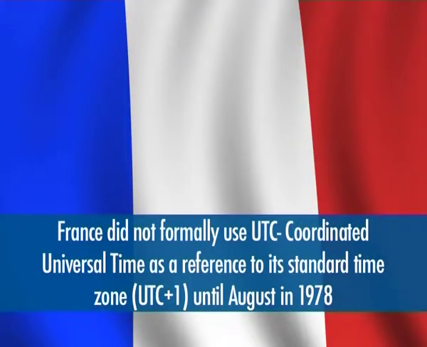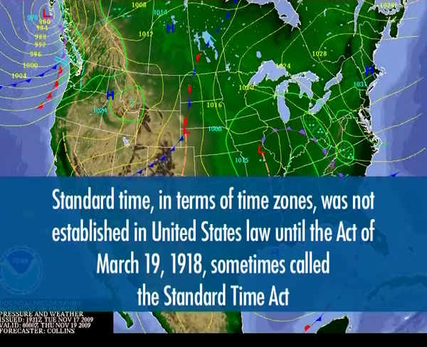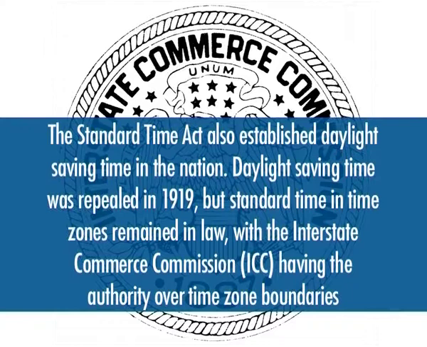France did not formally use UTC, Coordinated Universal Time, as a reference to its standard time zone, UTC plus 1, until August in 1978. Standard time in terms of time zones was not established in United States law until the Act of March 19, 1918, sometimes called the Standard Time Act. The Act also established daylight saving time in the nation.